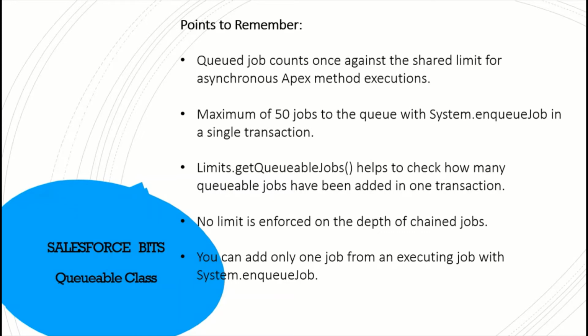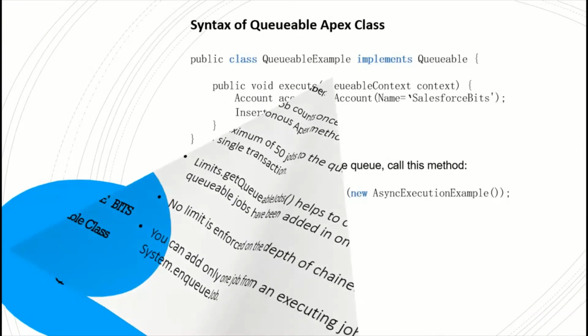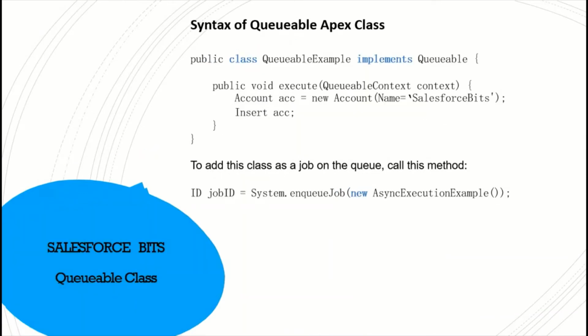You can put some if condition based on that, and you can change the job recursively, something like that. But ultimately, using System.enqueueJob, you can only queue one job. And what is the syntax? It's similar to Schedulable. It has an execute method, and you have an account, creating a new account and inserting it here.